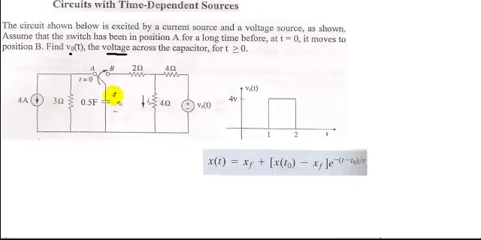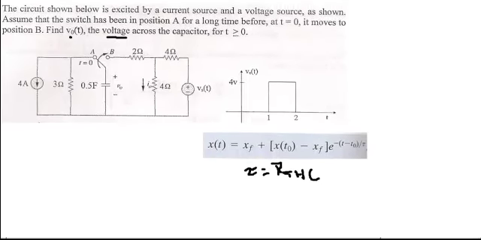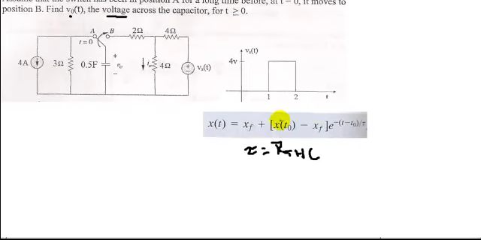And in this case, we have simply an RC circuit. So tau is our Thevenin's resistance times your capacitance. Okay. Well, first step is to find your initial voltage. So initial voltage is when it's in position A, when the switch is in position A.